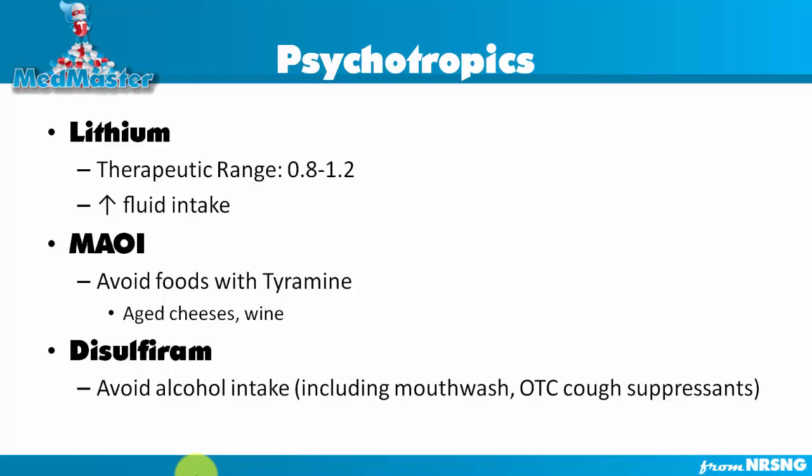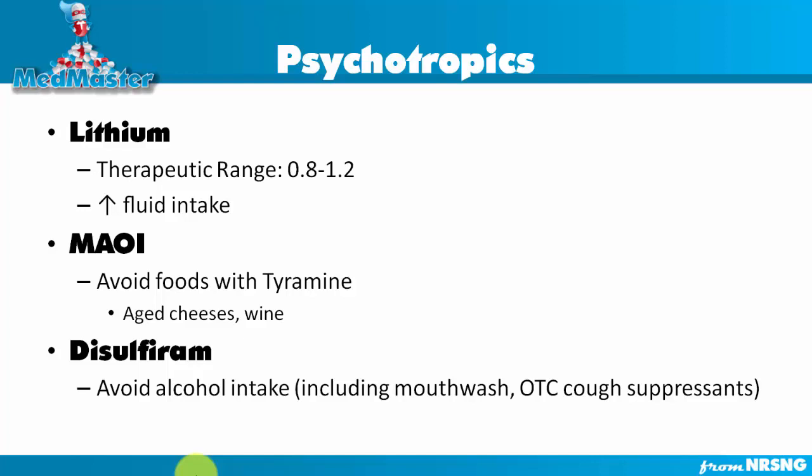Another one is disulfiram. Disulfiram is an awesome drug. I like it because we give it to patients who, it's called Antabuse. I think that's a really easy name to remember because it's like anti-abuse, anti-alcohol abuse. So we give it to patients who are alcoholics, to try to help them stop drinking alcohol.